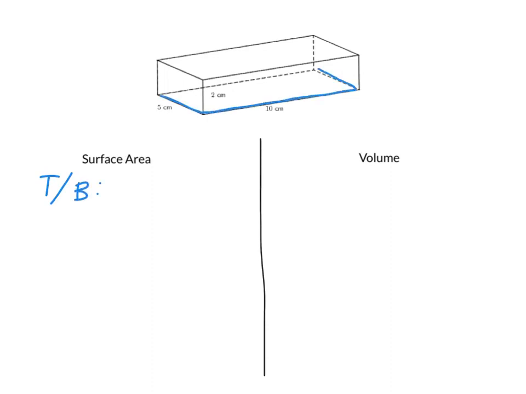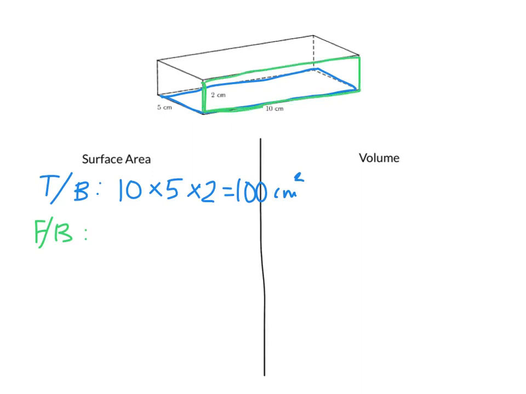And that would be a 10 by 5. So a 10 by 5. And I have two of them because I have a top and a bottom. So that would give me a total of 100 centimeters squared. All right. If we look at the front and the back, so I'm going to consider this rectangle here that's in green, the front. It's a 10 by 2. So 10 by 2, but there's also another one on the back side, so times 2. We have 40 centimeters squared.